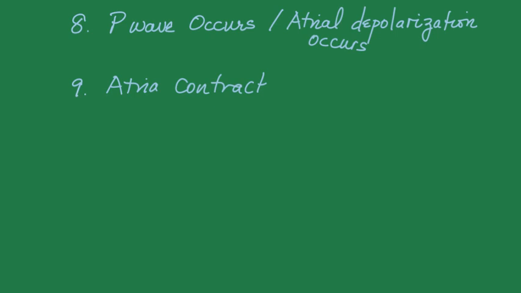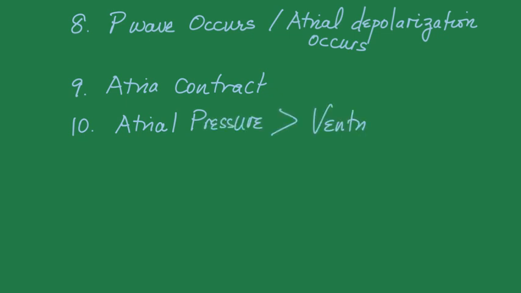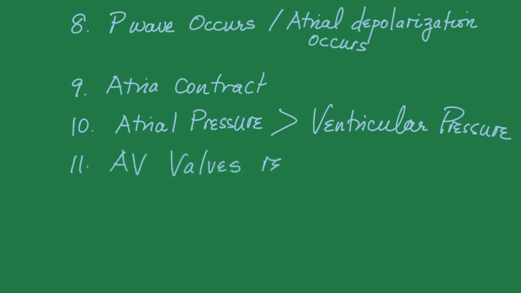When the atria contract, the atrial pressure is still higher than the pressure in the ventricles. So atrial pressure is greater than (there's the greater than sign) ventricular pressure. So the AV valves are still open. No big changes here. Blood continues to flow from the atria to the ventricles down the pressure gradient.